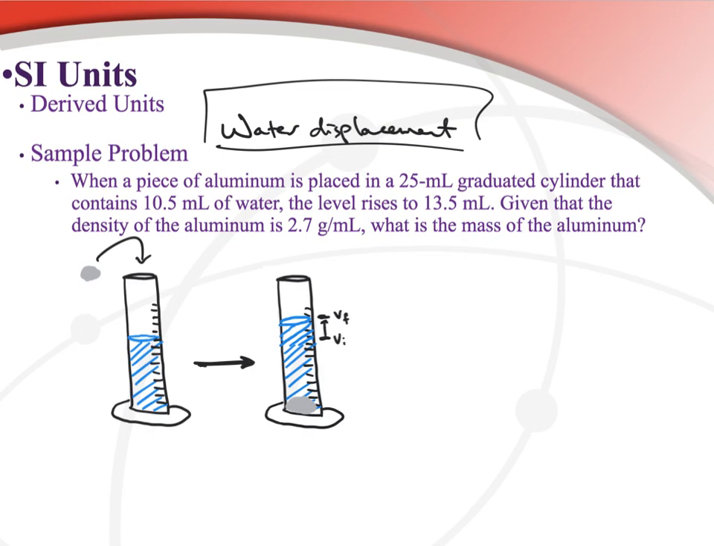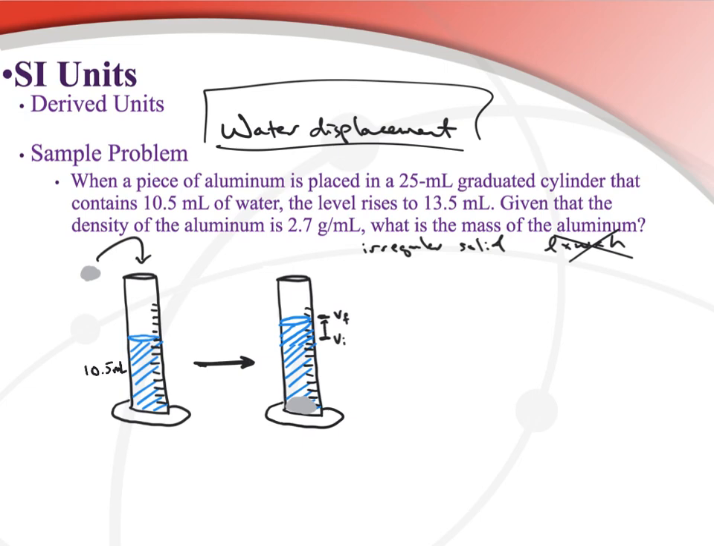Okay, so we do this for irregular solids, okay? Things that don't have an equation to describe them. We're not talking about length times width times height here, because this piece of aluminum is not like a regular prism. So what's happening? You're taking this piece of aluminum and putting it in a graduated cylinder. Graduated meaning it's got the lines over here, the cylinder for the shape, and it's filled with water. It's initially filled with 10.5 milliliters.